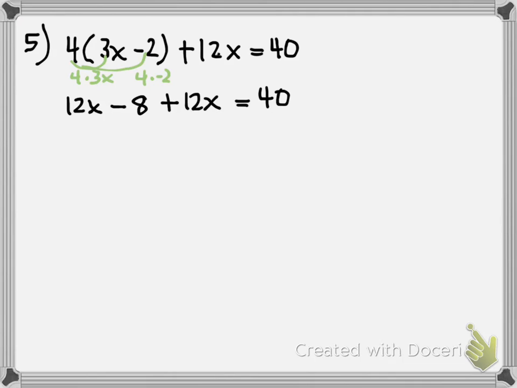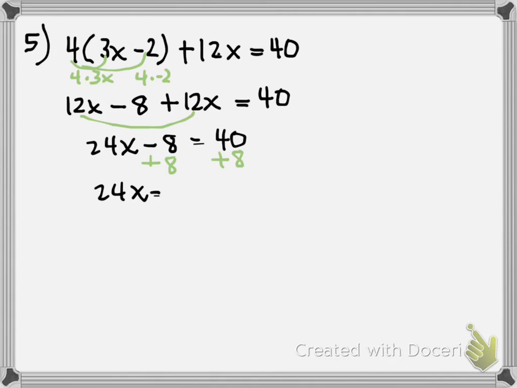All right. 3 terms means I have like terms. What are my like terms in this one? The x's, right? What's 12x plus 12x? 24x. So I have 24x minus 8 equals 40. What's my next step? Add 8 to both sides. And that gives me 24x equals 48.